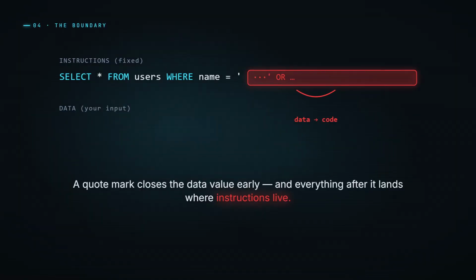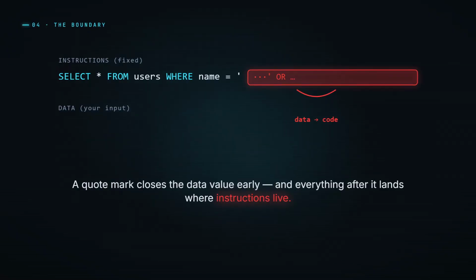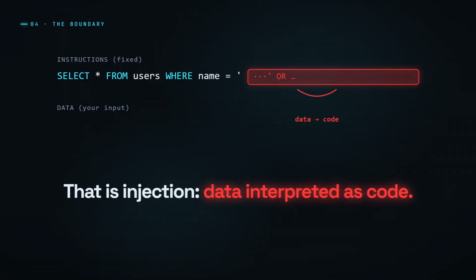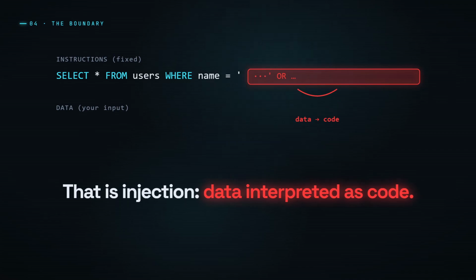The database, reading left to right, has no way to know that part came from a login box. It just sees grammar and it obeys. This is the data-code boundary collapsing. Input that was supposed to be inert content has crossed over and become live instructions. That is the formal definition of injection: untrusted data is interpreted as code.